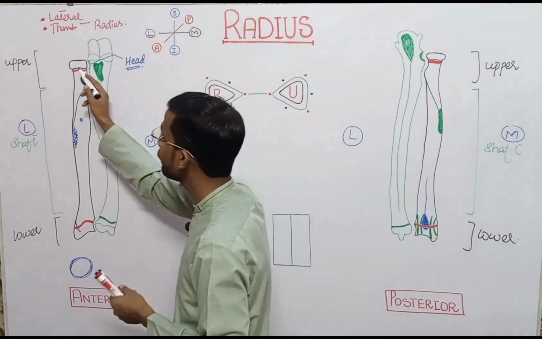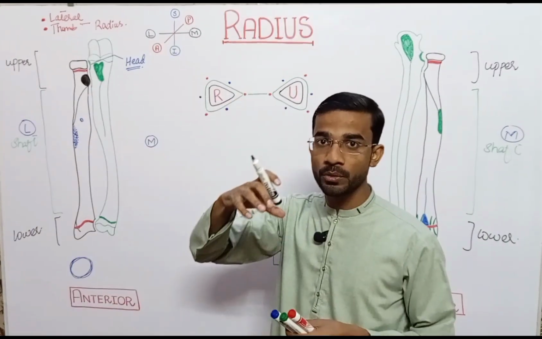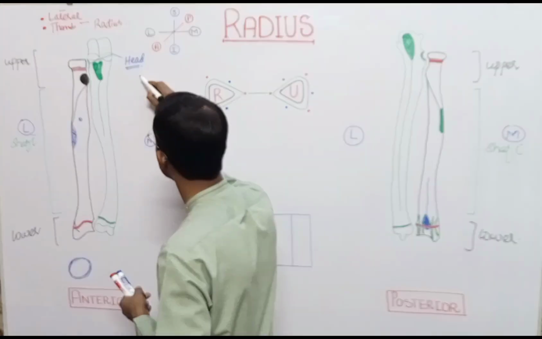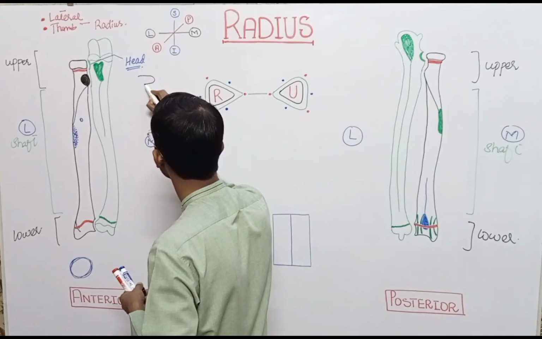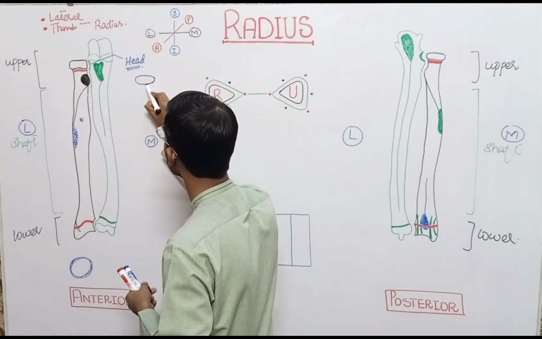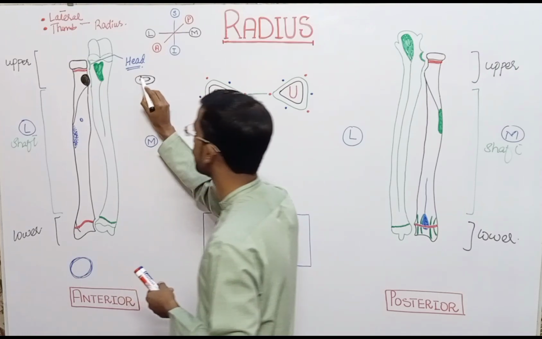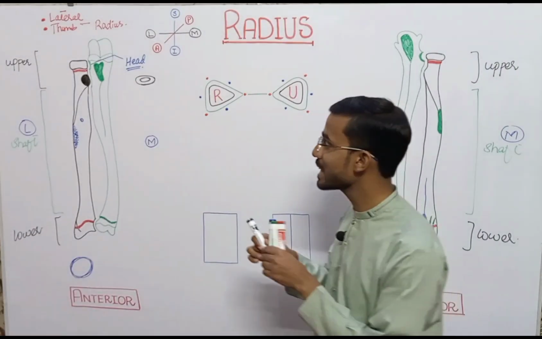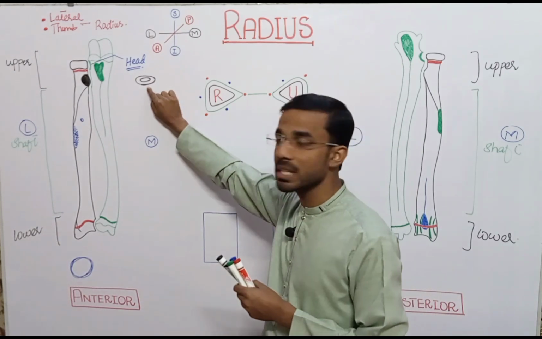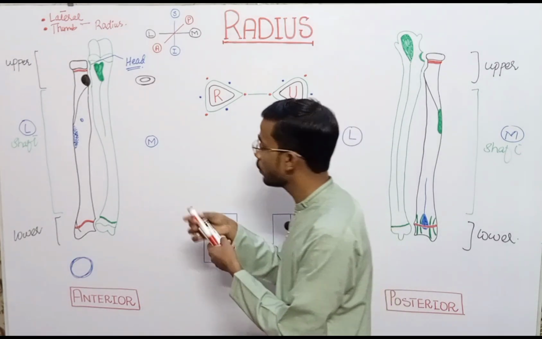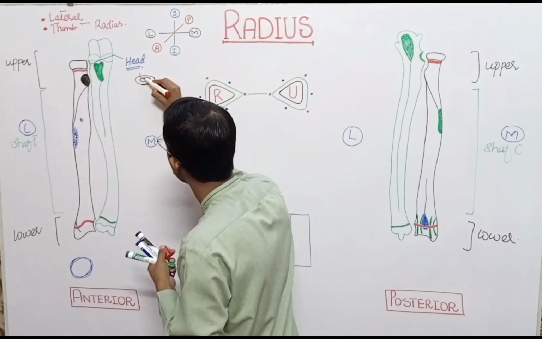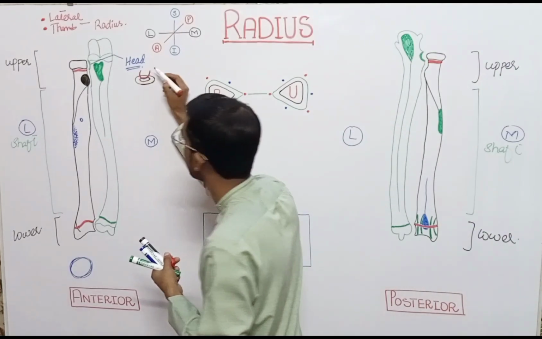If we look at the top view, it will look like this. Here is the head of the radius, and you will see a groove-like structure. The head is at the top side, you will see a groove, and in this groove the capitulum will articulate.